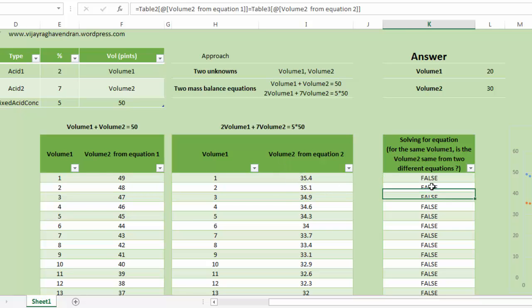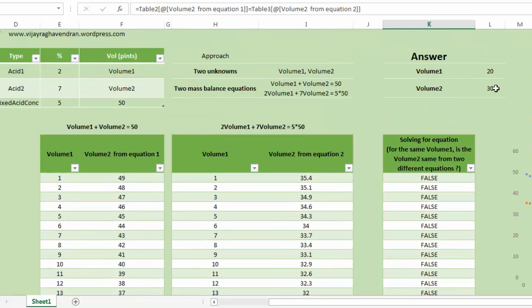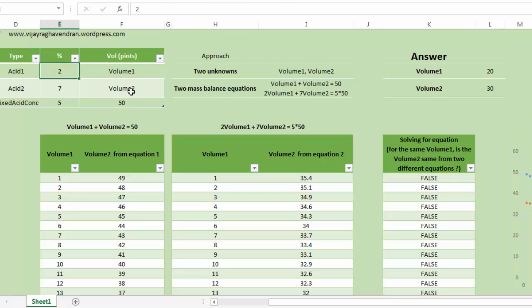Then when I keep going down, I put in a conditional formatting to show that there's one point where they are equal, which is 30. That means when the volume 2 is 30, volume 1 has to be 20 because the total volume is 50. So that's the answer. This merely uses some functions in Excel called index, and it gives you the answers for the volume 1 and the volume 2.